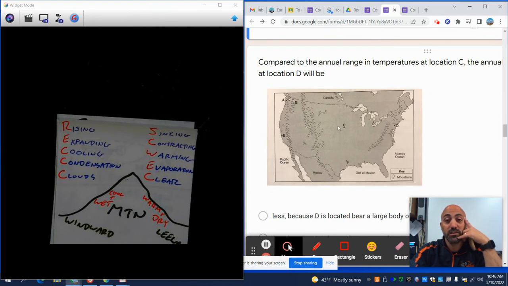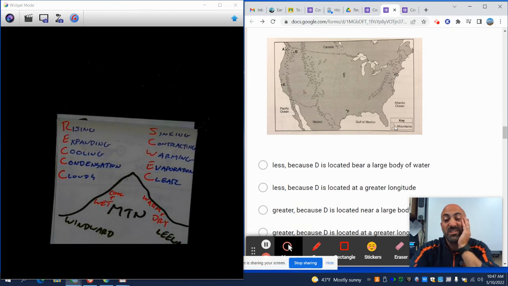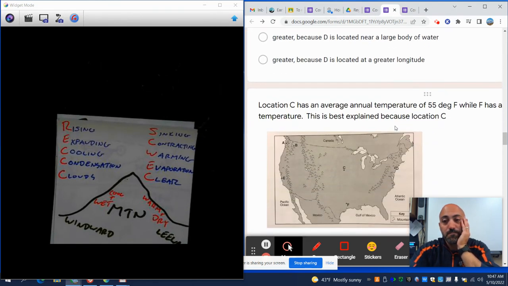Water changes temperature really slowly. The specific heat of water is high. So places like D are going to be much more moderate temperatures. It's going to change like this throughout the year. Places like C, which are not near the water, are going to change temperature a lot faster throughout the year. So less temperature change near the water, more temperature change away from the water. That's why the desert gets so cold at night.